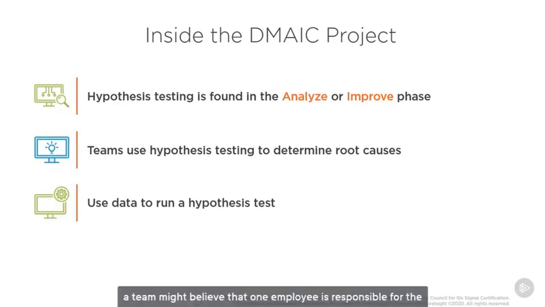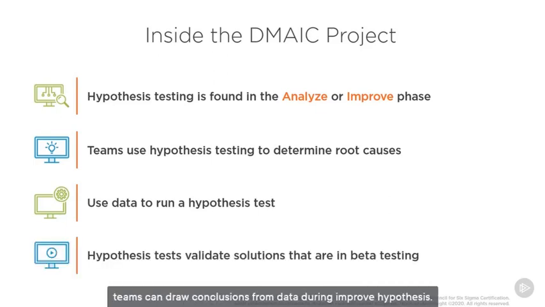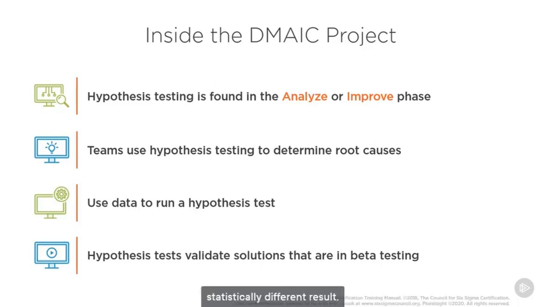For example, a team might believe that one employee is responsible for defects in a process. By comparing defect rates when that employee is on shift to defect rates when the employee is not working, teams can draw conclusions from data. During Improve, hypothesis tests are often used to validate solutions that are being tested in beta environments or in small batches. The team compares the results of that solution with previous data about the process to determine whether the solution has created a statistically different result and whether that result is what the team wanted.